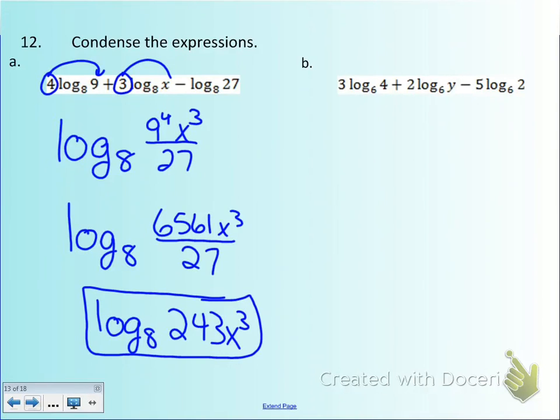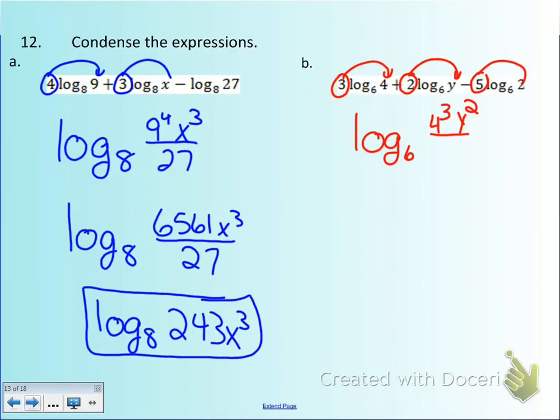Next one is very similar. We are going to do the same process. They're all the same base. They're all log base 6. We also see that there's a subtraction sign in here, so I'm going to make a fraction sign right away. The number in front becomes our exponent, so it becomes 4 to the 3rd, and then y squared, and then 2 to the 5th power.